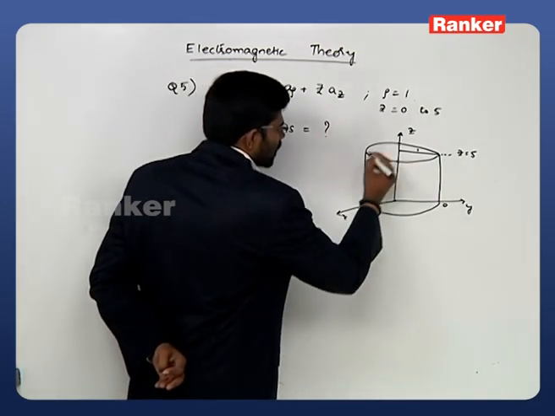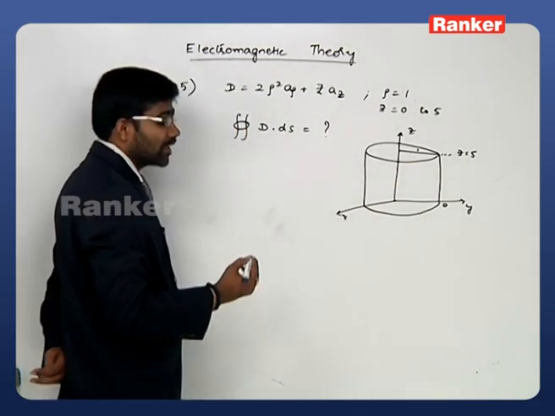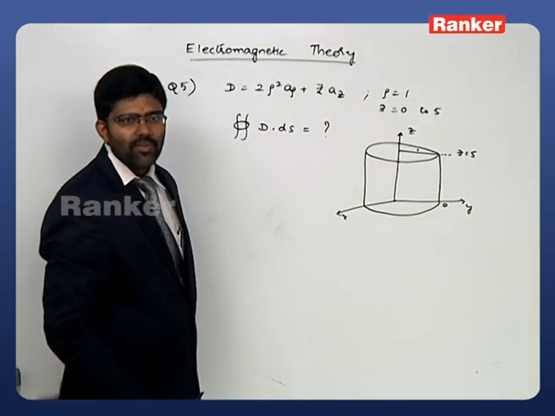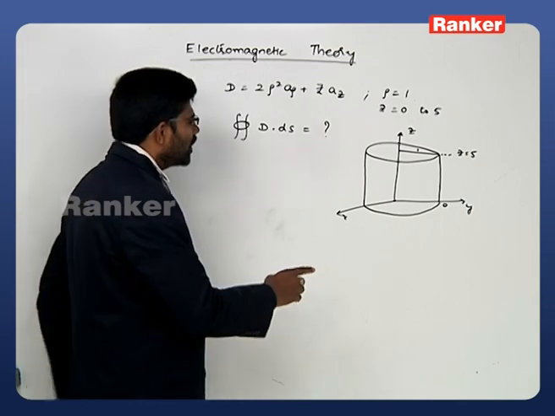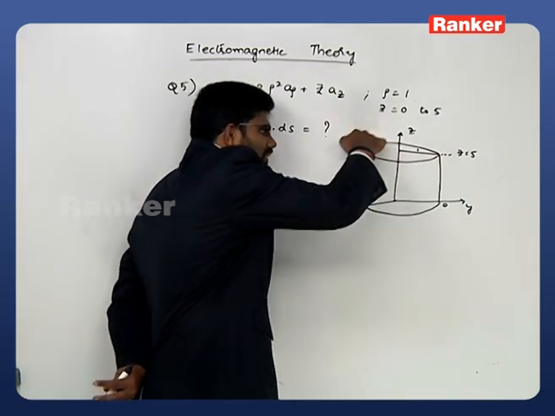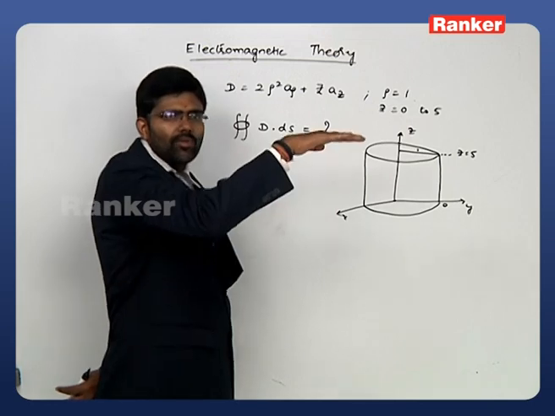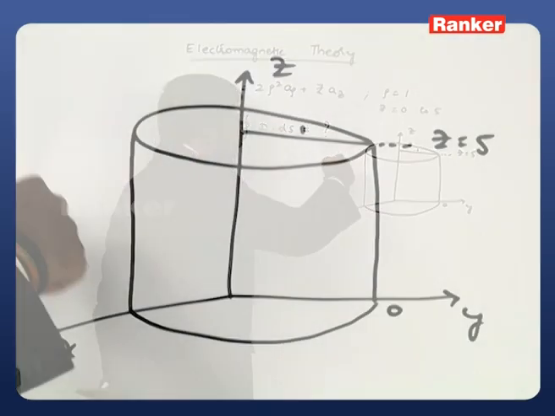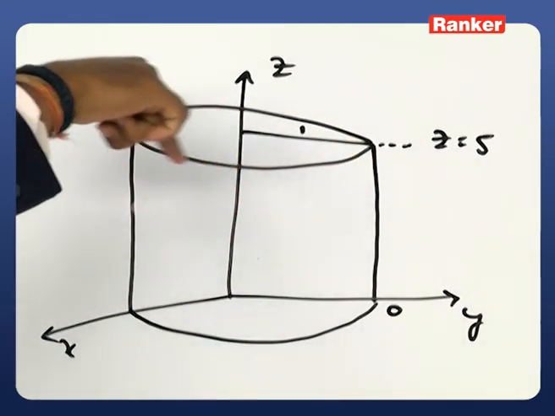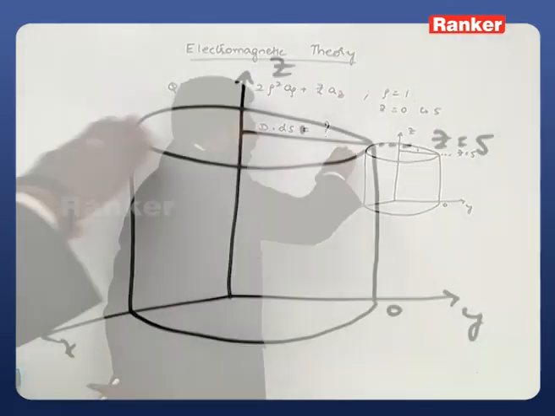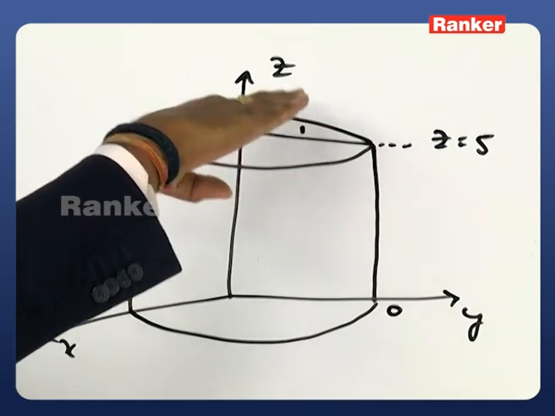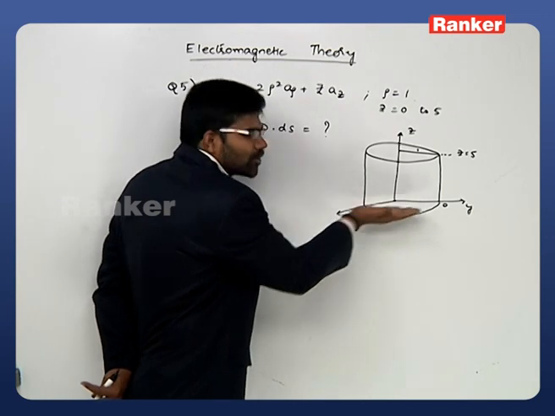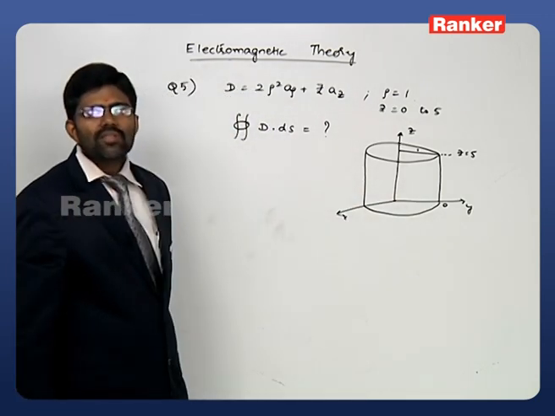Now let us consider this surface. How many surfaces are there? Let us consider this cylinder. If you observe this cylinder, it contains three surfaces. One is this entirely curved surface, another one is the top surface, the third one is the bottom surface. If you consider the curved surface, then you can observe the cylinder shape. The top surface is just a plane located at z equals 5. Another one is the bottom surface, which is also a plane located at z equals 0.